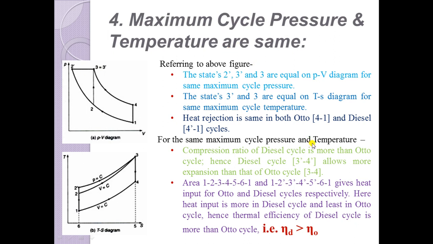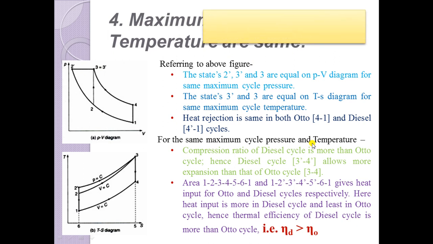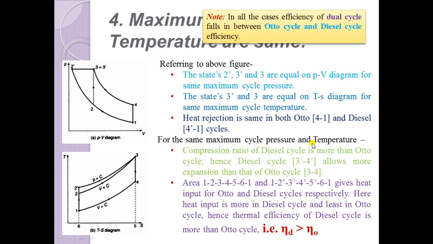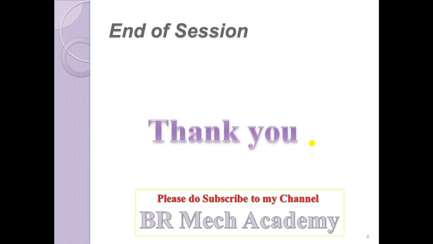And these are the 4 cases of comparison of the diesel cycle and Otto cycle, and generally you make a note, in all these cases the efficiency of the diesel cycle falls in between the Otto cycle and diesel cycle efficiencies. And this is the end of the session on comparison of Otto cycle, diesel cycle and dual cycles.